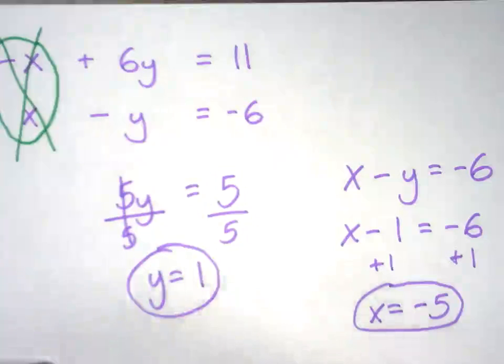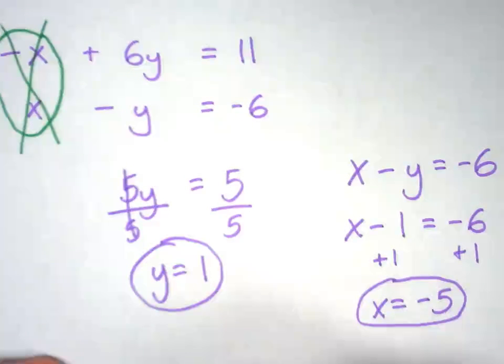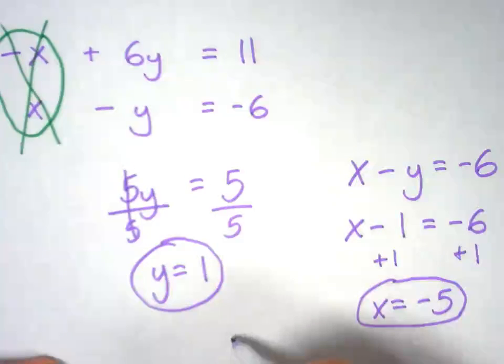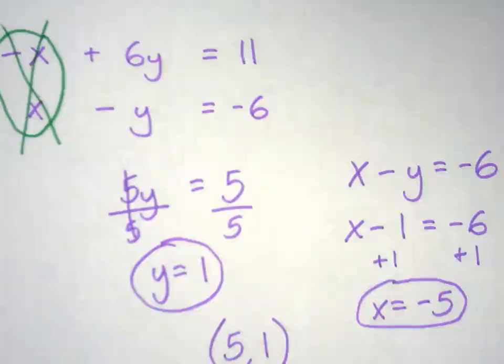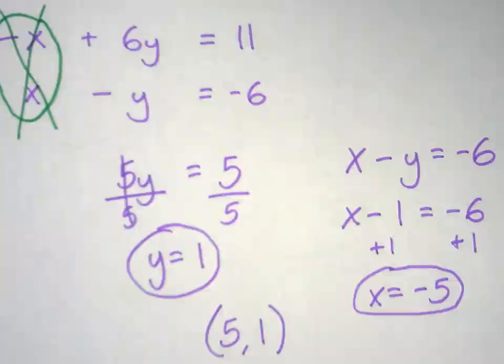So now if you put it into an xy answer, our x is -5 and our y is 1. So on the coordinate plane, we'd go to -5, 1. Hopefully that made sense. Again, ask questions.